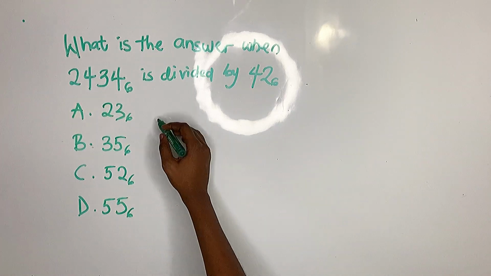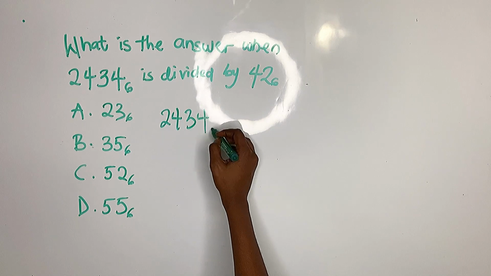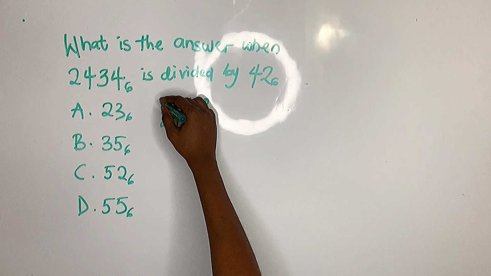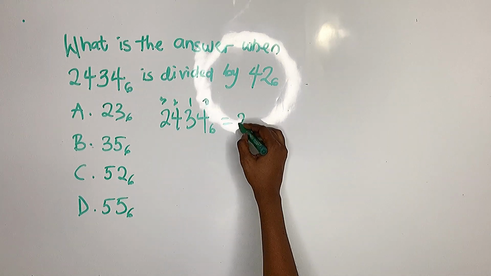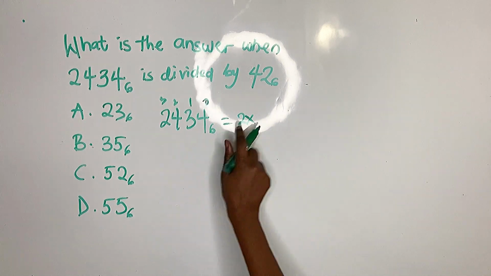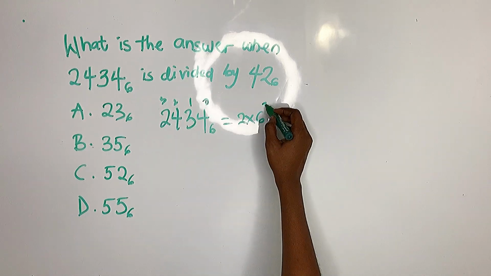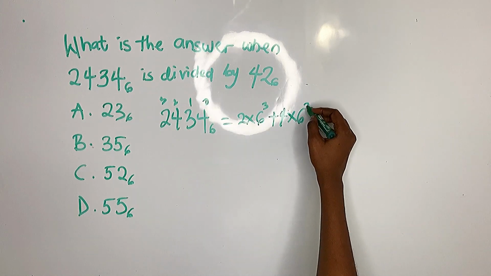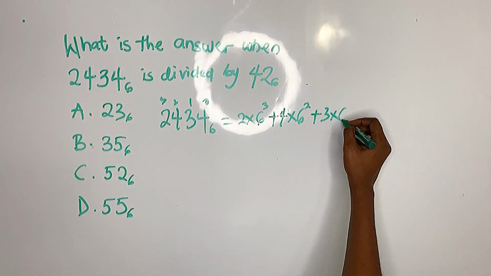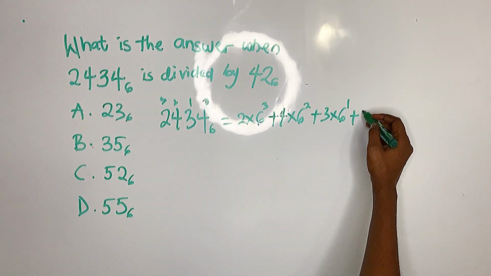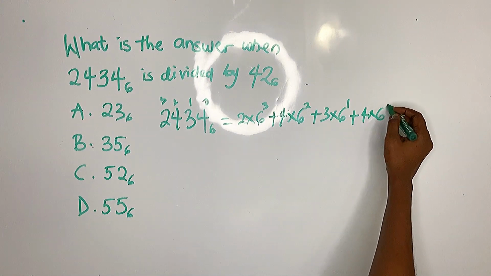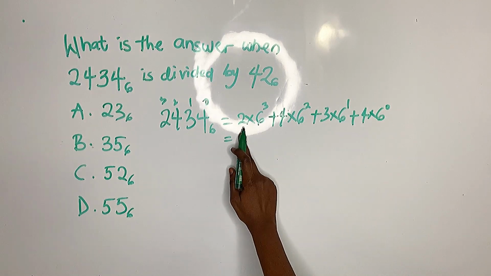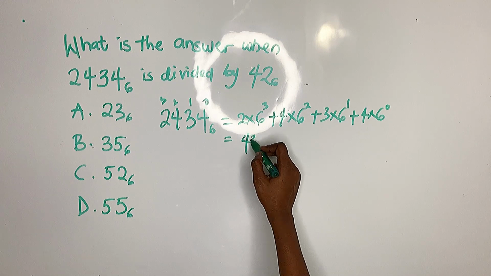2434 base 6. We start by putting our numbers, counting from 0: 0, 1, 2, and 3. Then we expand. This one is 2 multiplied by the base, which is 6, to the power 3, plus 4 multiplied by 6 to the power 2, plus 3 multiplied by 6 to the power 1, plus 4 multiplied by 6 to the power 0. Now, 6 cubed is 216, right? 216 times 2 should give us 432.